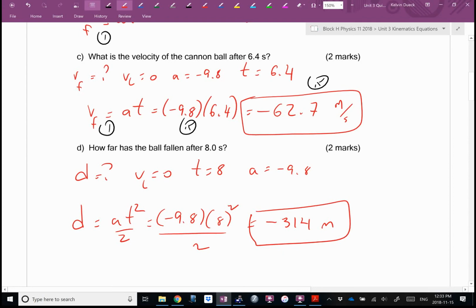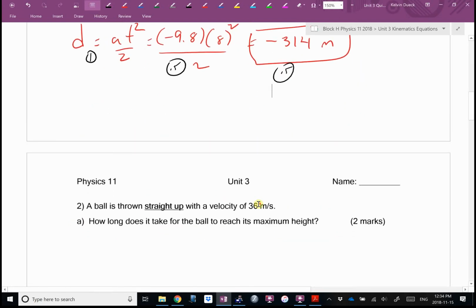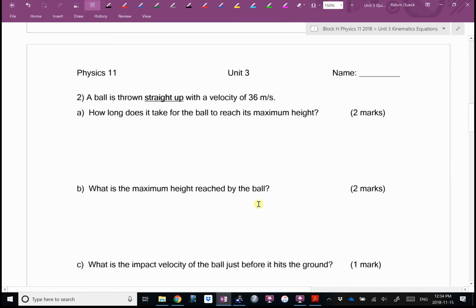Technically, when you say how far has it fallen, you wouldn't put the negative. You'd say it fell 314 meters, and the word fell would imply negative, but if you left the negative there, that's fine. 1 mark, half mark, half mark. Now I thought the questions got a little more interesting, because now we're not dropping something, we're throwing something.